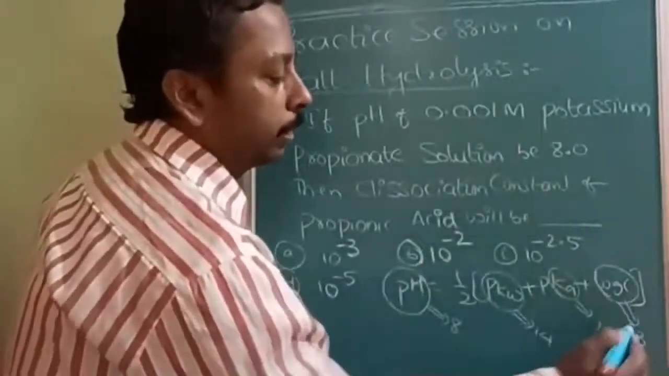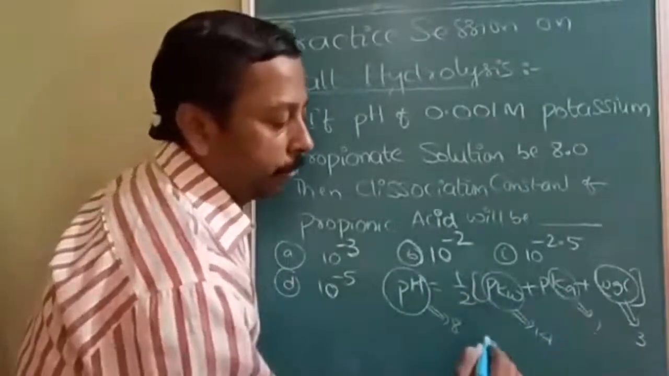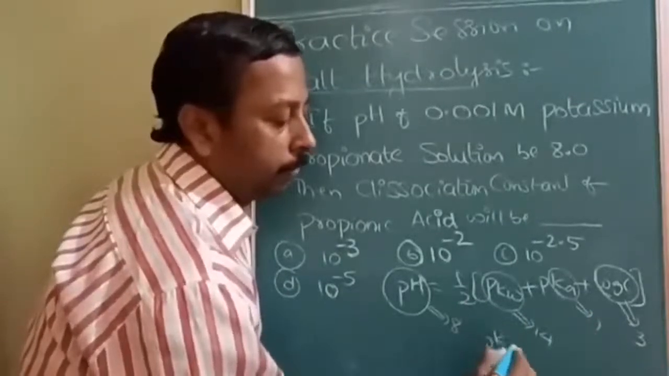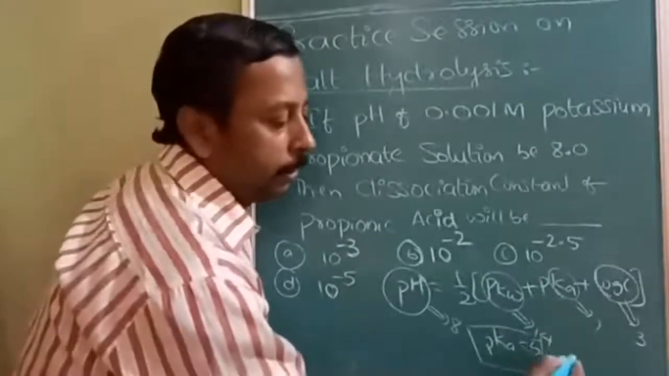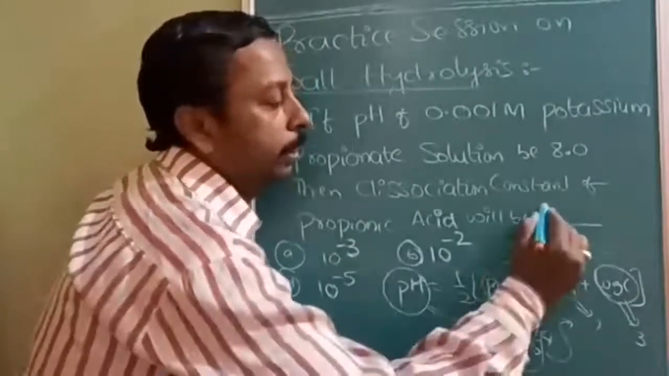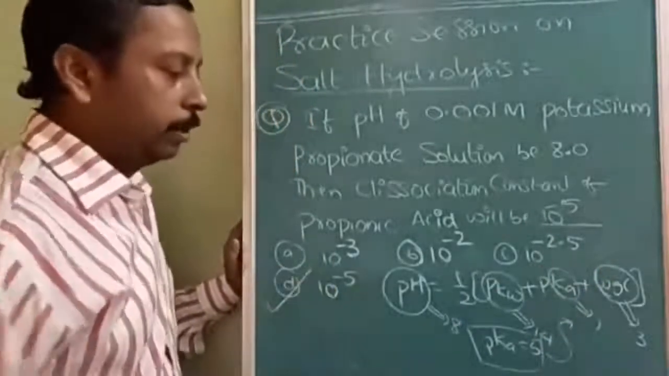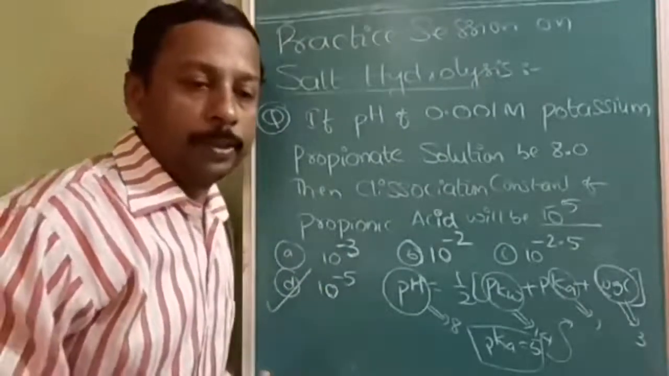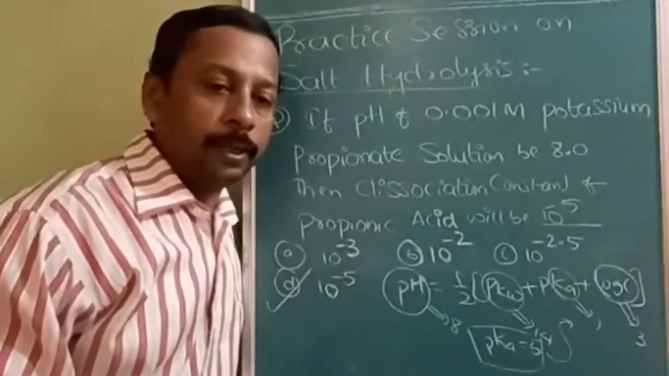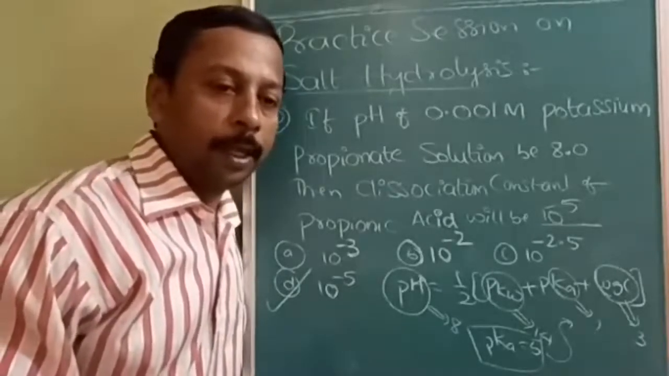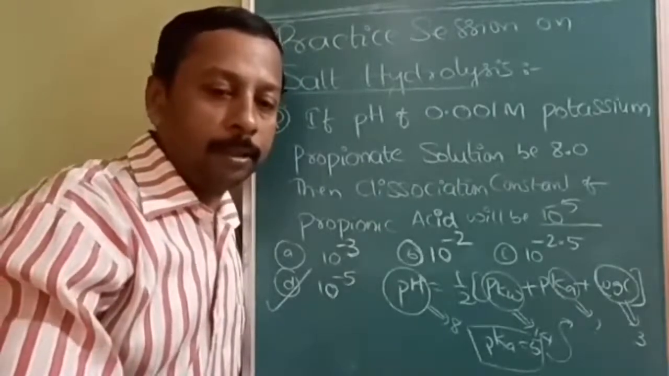In this place you will write 3. Okay? So on simplifying you will get pKa. How much will you get? You will get pKa as 5. So if pKa is 5, concentration will be 10 to the power of minus 5. So what will be your answer? D will be your answer. How to substitute? Is it understood? The main problem in this is that a lot of formulas are there. So selection of the correct formula and substituting at the proper place is very, very essential.